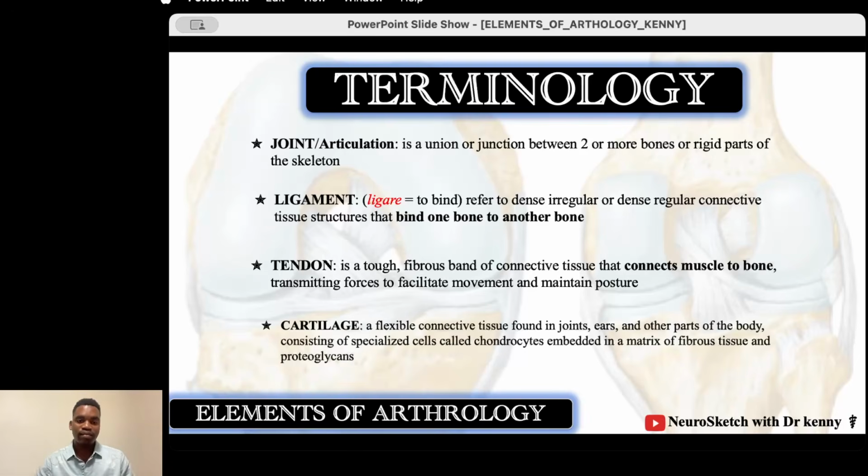And then we have something known as cartilage, which is a flexible connective tissue which is found in joints, some ears, nose, and some other parts of the body. And these cartilages are formed by specialized cells which are known as chondrocytes.